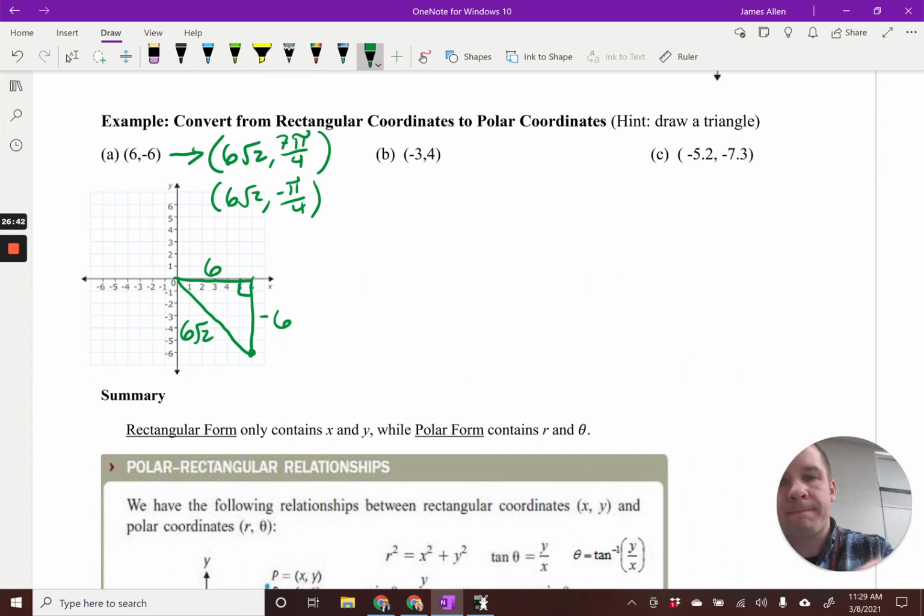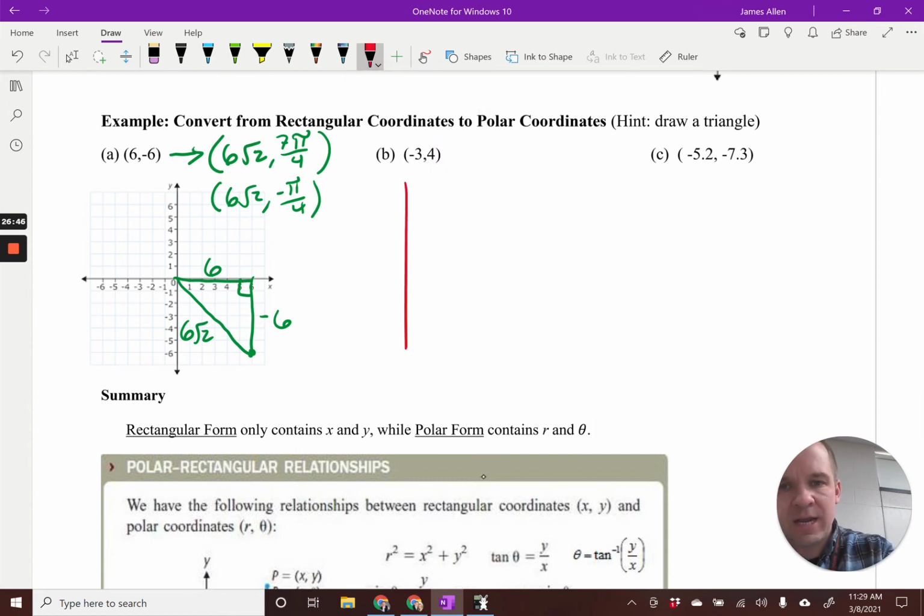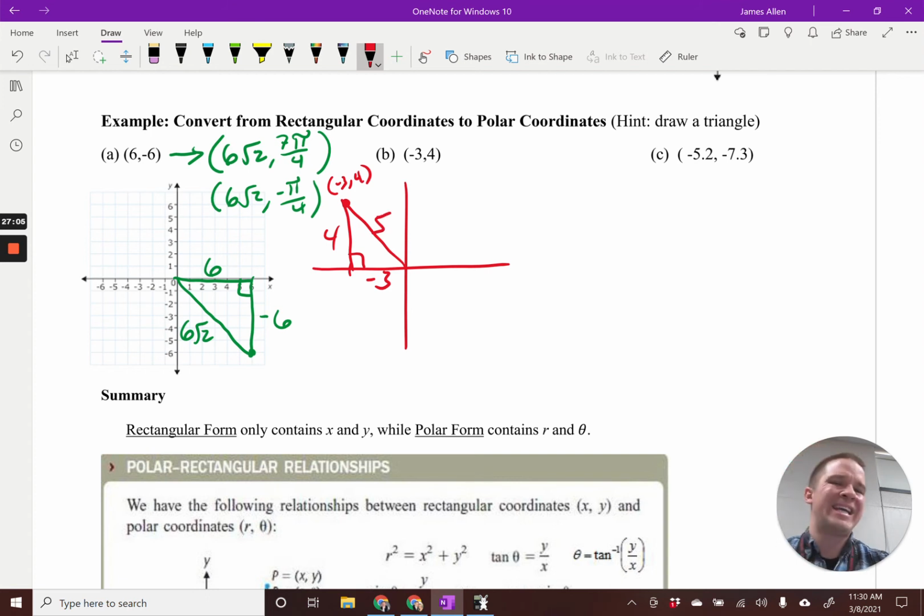Okay, next one. We got ourselves negative 3, 4. So negative 3 comma 4 would be somewhere right over here. If I draw my triangle, I've got negative 3, 4, right? Those are the coordinates, negative 3 comma 4 in rectangular. Oh, that's a 3, 4, 5 triangle. Look at that, geometry for the win once again.